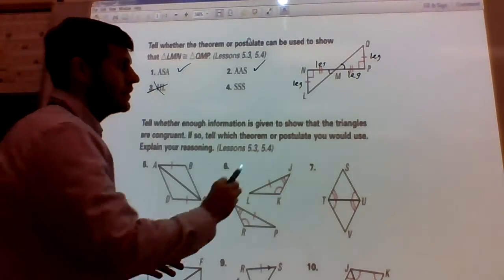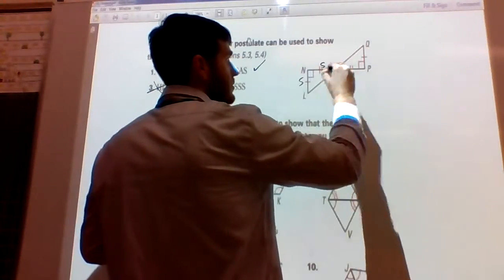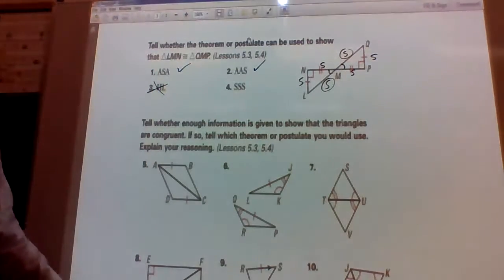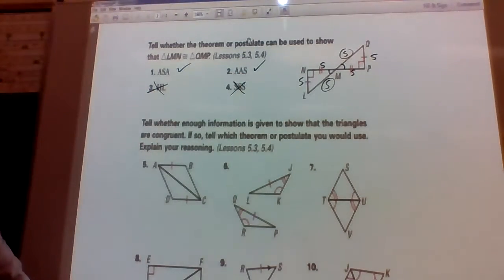And then side, side, side. Again, we have two pairs of congruent sides. We would need the third side to be congruent. And again, there's no way for us to tell that ML is congruent to MQ. We can't just assume it by looking at it. We can't assume that M is the midpoint. We have to use what is given, and based on what is given, there's no way for us to determine if that third pair of sides is congruent, so we cannot use side, side, side.